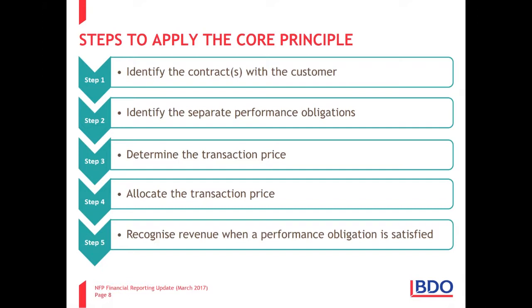So let's get all the contracts on the table. Step 2 is look at the contracts and identify the distinct promises. So what does Telstra promise us when we sign up? They promise that they'll give us a mobile phone and they'll give us airtime for 24 months. So 2 promises, 2 performance obligations.